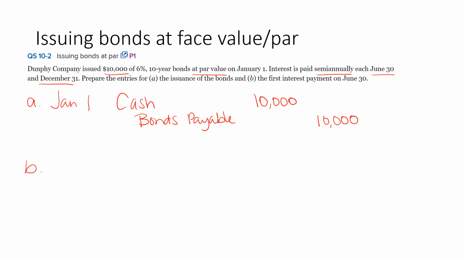And before the bonds mature, twice a year, the corporation will have to pay interest, on June 30th and December 31st. So in B, we're going to prepare the entry for the first interest payment on June 30th. So we know the date is June 30th. What we're recording here is the interest expense. So we record interest expense as a debit.